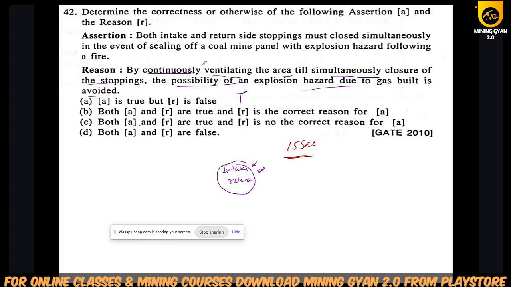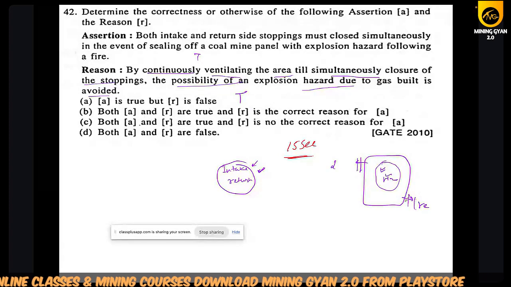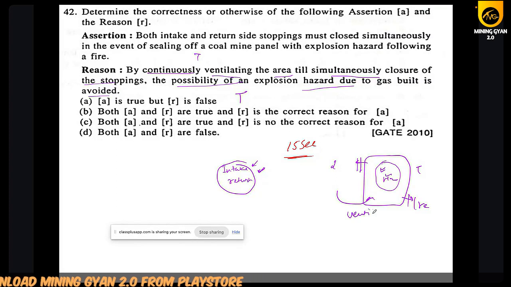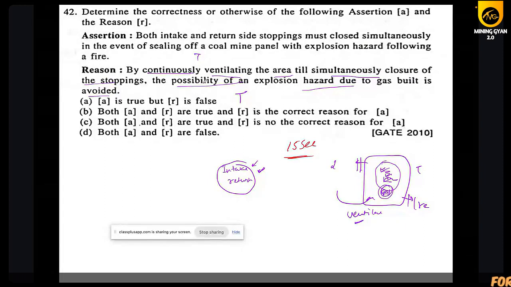Suppose this is your panel. He is saying that intake and return, if we close both, if you are hazardous in this panel, you close intake as well as return is true. And the second point, he is saying that continuously ventilation you should provide, so in the hazardous environment, gas will not build. So he is also saying correct. So both statements are correct, but now you have to choose.